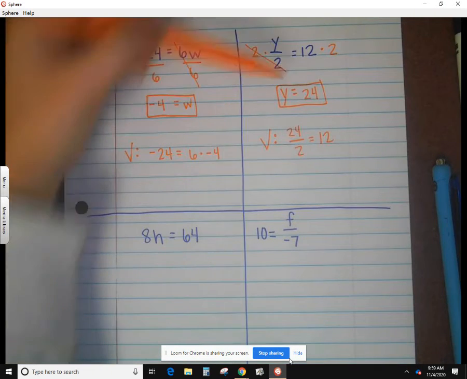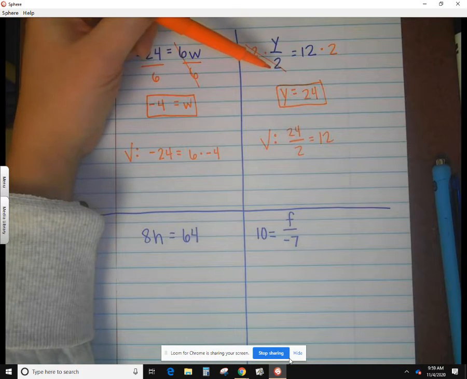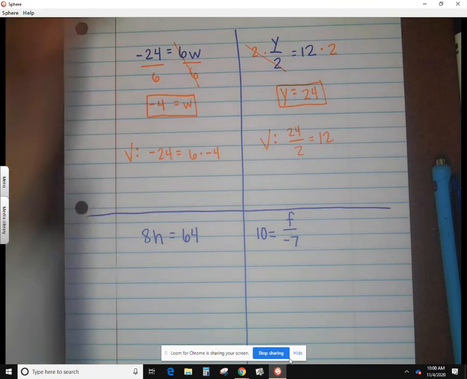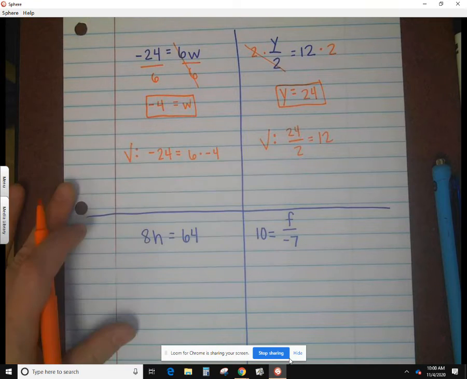Okay, so on this one, a lot of times people pick the answer 6, but if I plug in 6 divided by 2, it's not going to give me 12. 6 times 2 gives me 12.